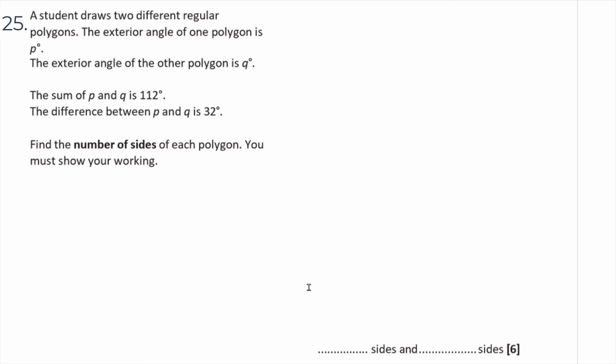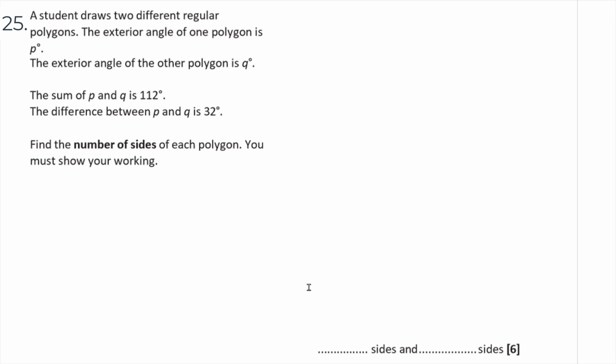Okay, a student draws two different regular polygons. The exterior angle of one polygon is P, the exterior angle of the other polygon is Q. The sum of P and Q is 112, the difference between P and Q is 32. Find the number of sides of each polygon. You must show your working.